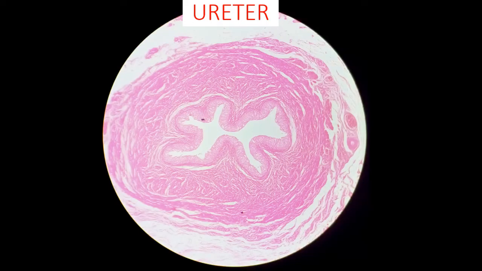Next, we are going to see the ureter. How to identify the ureter? The ureter consists of a star-shaped lumen. Can you see the star-shaped lumen here? Star-shaped lumen, and the epithelium is lined by transitional epithelia, or urothelium. It is also called urothelium. It consists of umbrella-shaped cells. And in the muscular tube, it consists of an inner longitudinal, outer circular smooth muscle layer. Here you can see the inner longitudinal, outer circular smooth muscle cell layer in the ureter.